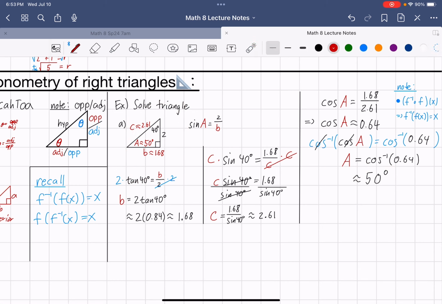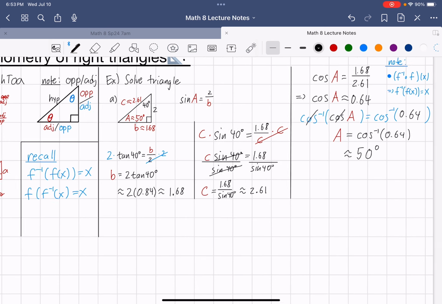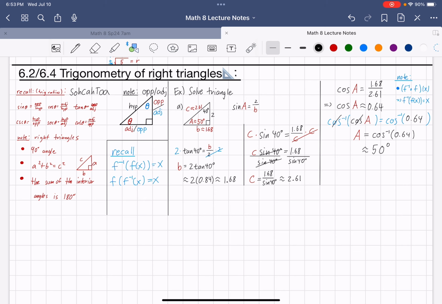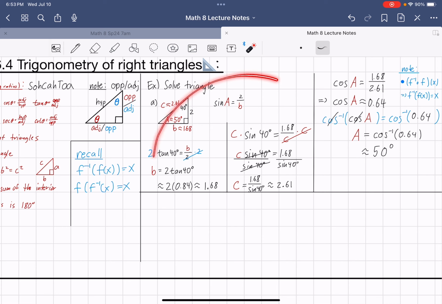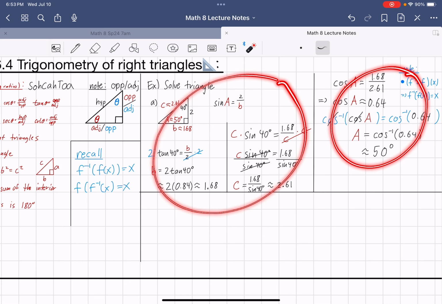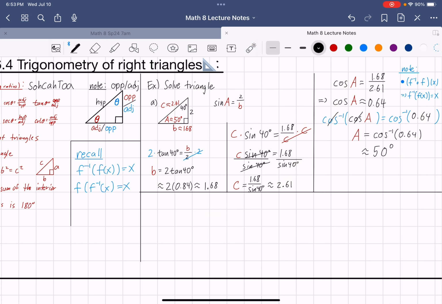Now let me start another example, and then I'll have everyone else finish that example. I'll try to start it, and just to not make this video super long. But like I said, this is 6.2. This is 6.4.